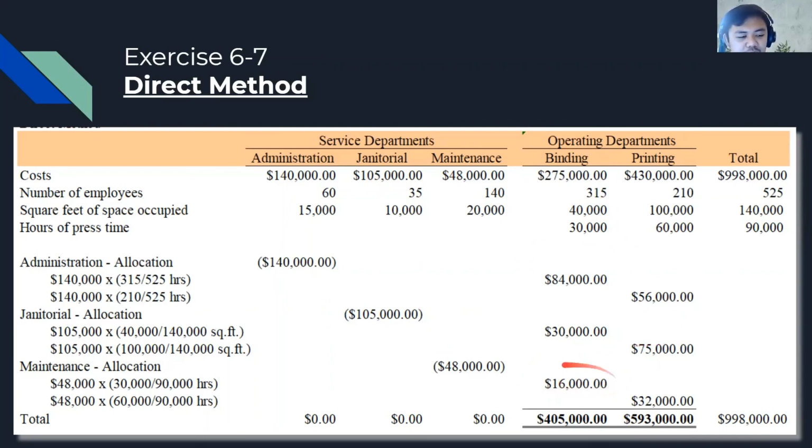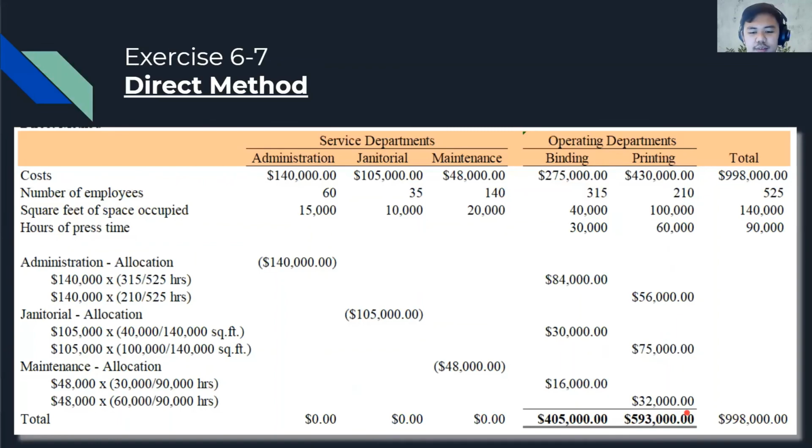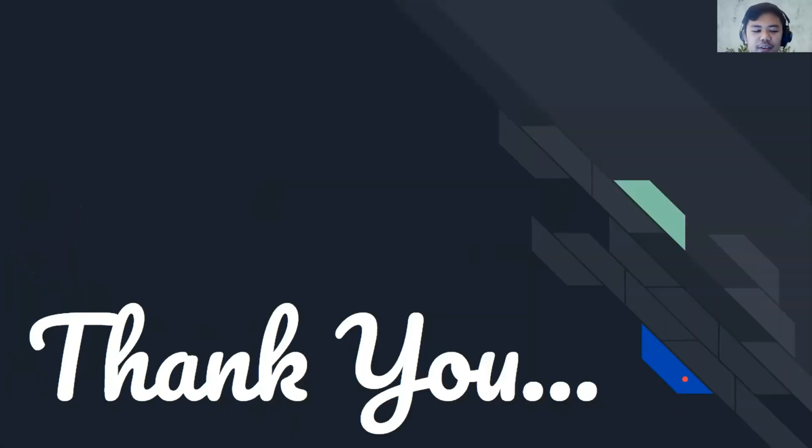And for the printing, the 48,000 of maintenance cost multiplied by the allocated hours of printing of 60,000 over the total hours of 90,000 is equal to 30,000. So we just add up for the binding, 275, 84, 30, and 16, which will come up with 405,000 for the binding department. While for printing, adding up all the costs absorbed from the different service departments is equal to 593,000. That's all. Thank you. Do you have any questions, po?